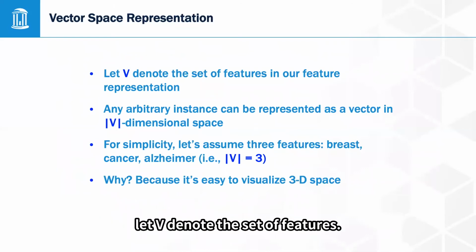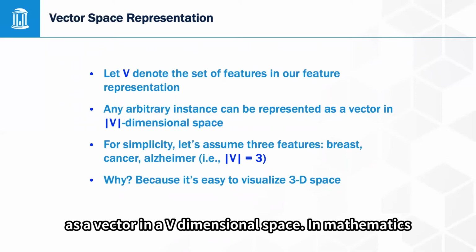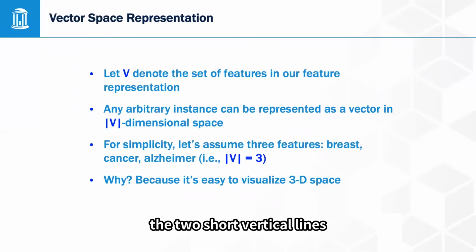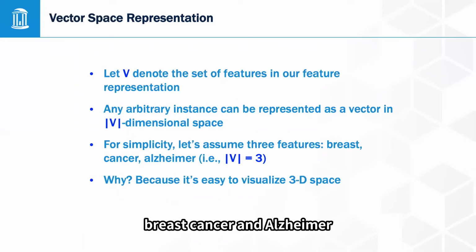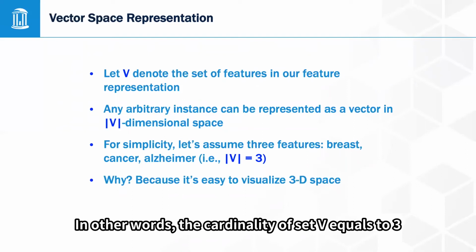To make it official, let V denote the set of features in our feature representation. Any arbitrary instance can be represented as a vector in a |V|-dimensional space. In mathematics, the 2 short vertical lines denote the absolute value of V. For a set, it denotes the cardinality of the set V, which means the number of elements in the set. For simplicity, let's assume 3 features: breast, cancer, and Alzheimer. In other words, the cardinality of set V equals 3.